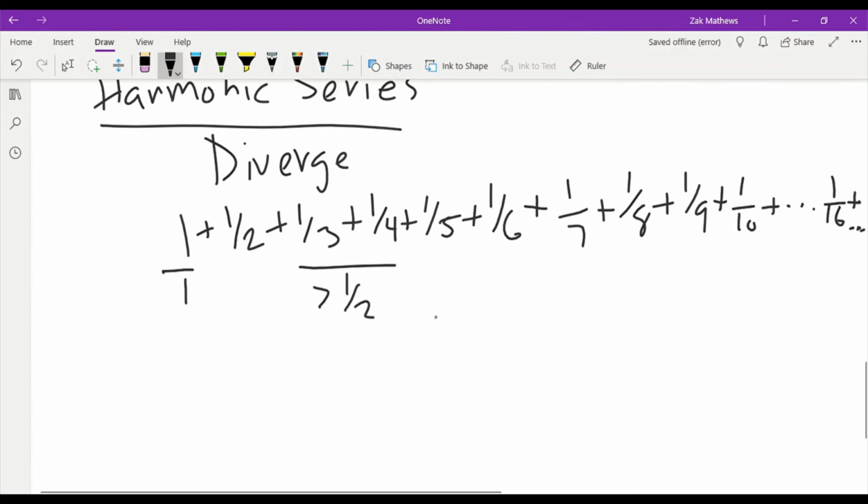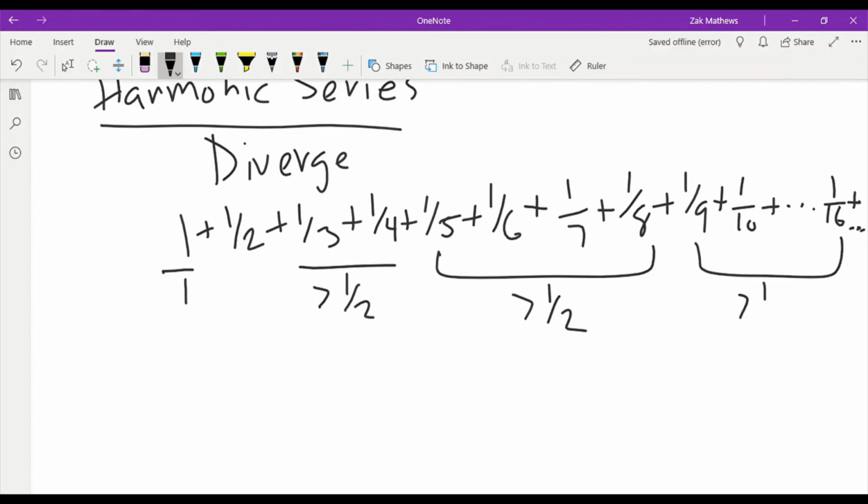If I add the next 4 terms, that is also greater than 1/2. If I add those next 8 terms, the 1/9 through the 1/16, that is also greater than 1/2. So what I see is I started with 1, I add to it 1/2, the next 2 terms adds 1/2, the next 4 terms adds 1/2, the next 8 terms adds 1/2. I can continue to do this over and over again.